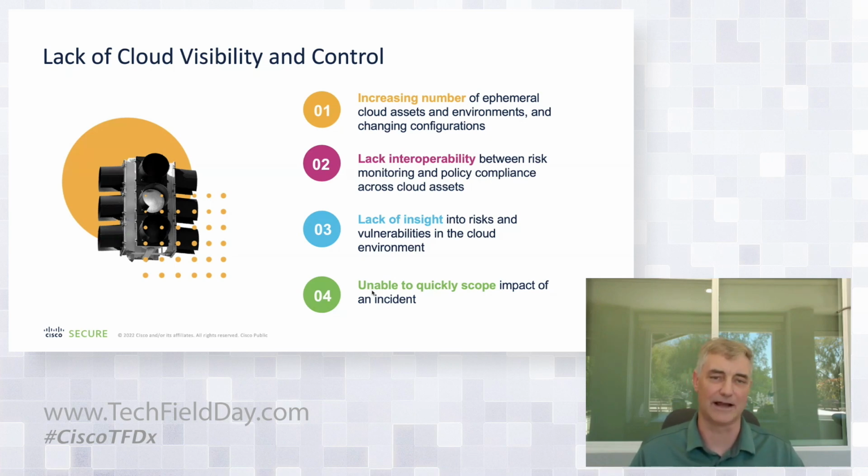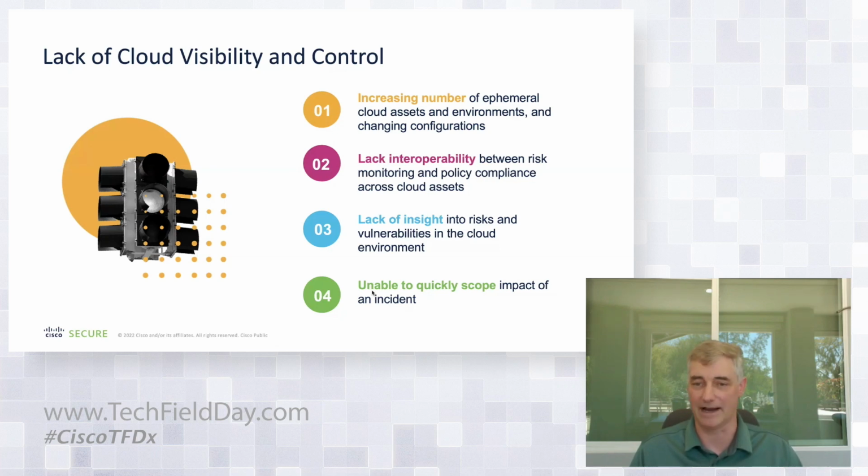So this lack of cloud visibility and control has been around for a little bit. It's accelerating as our move to the cloud is accelerating. And really, number one hits it on the head. We just have this increasing number of cloud assets, increasing number of environments, and constantly changing. In fact, a lot of us are learning how to even live in this cloud environment. So we're bound to make mistakes.